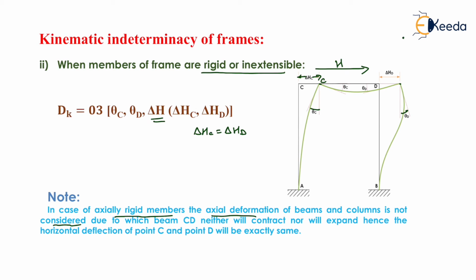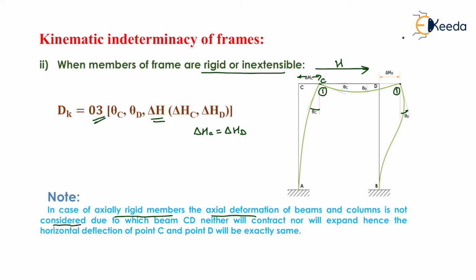So in this frame there will be two joints, that is C and D. So at joint C there will be only one displacement, at joint D there will be only one displacement, and this frame has only one story, so it is subjected to only one story horizontal displacement, that is delta H. So the total degree of kinematic indeterminacy of this frame will be equal to 3.